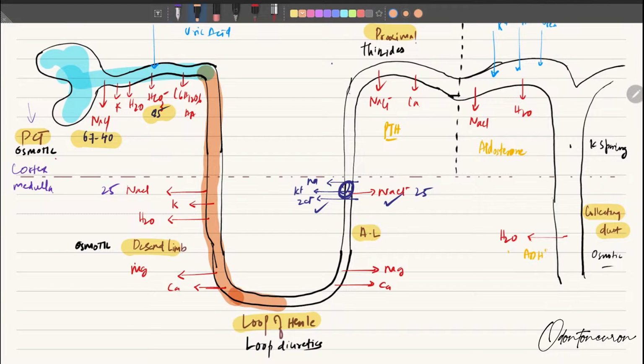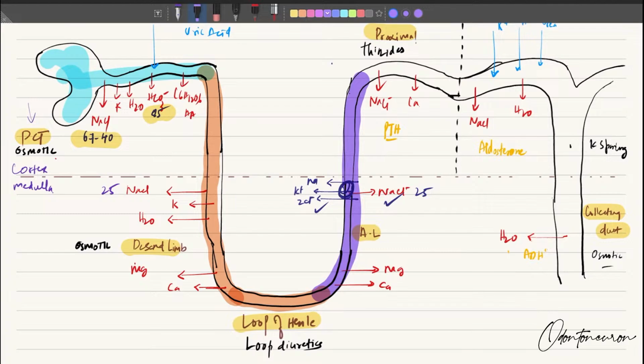From the descending limb it just goes up. Let me change the color. It goes up to the ascending limb, right? This ascending limb is impermeable to water, so there is no reabsorption of water in the ascending limb. Just see your descending limb and copy the same thing for the ascending limb, except water. Except water, everything is being reabsorbed, that is, your sodium chloride, your potassium, your magnesium, and your calcium.